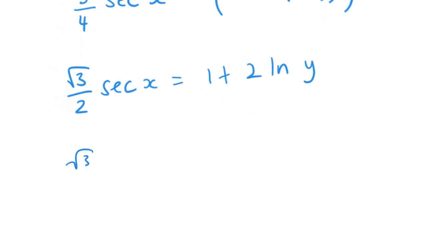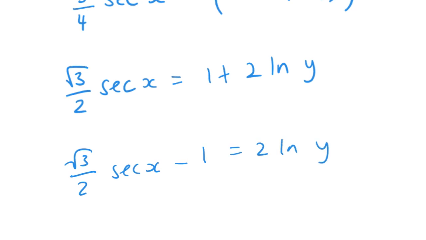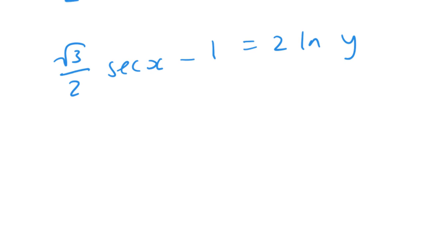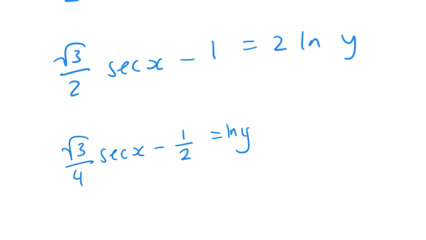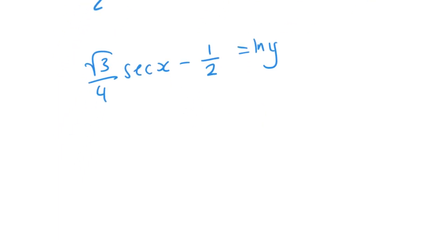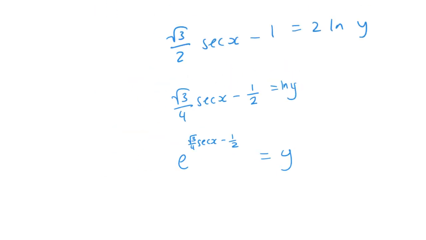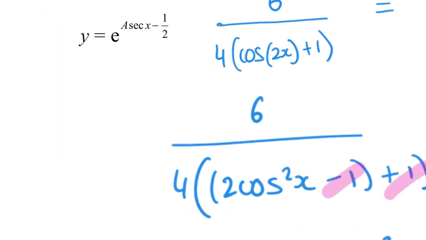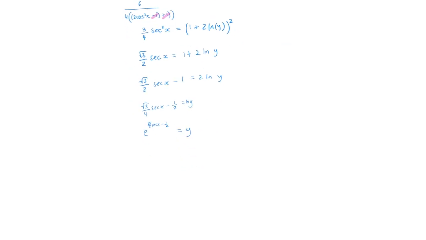Okay, so I'm going to get root 3 over 2 sec x minus 1. Everything now, I'll just keep going. Ln y. What do I do now? Okay, so root 3 over 4 sec x minus what? Minus a half equals y. Ln. How do I get rid of the ln? E to the root 3 over 4 sec x minus a half equals y. Is that what they want? Oh, I tell you what, that was beautiful.